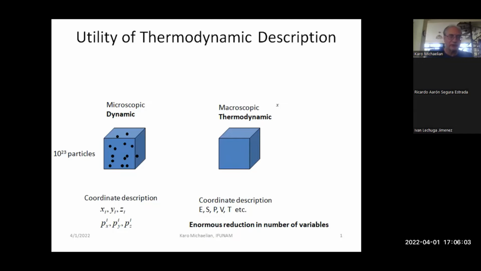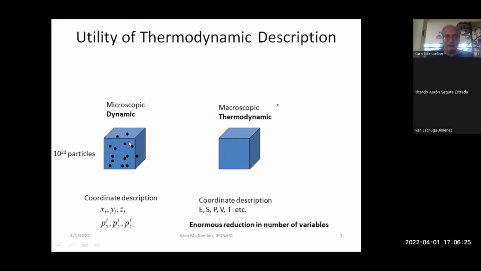For example, if you wanted to know the temperature, you would just divide the kinetic energy of each particle by the number of degrees of freedom in the system. That would give you the temperature. But it is much more effective and more reasonable to do a macroscopic thermodynamic study of the system.